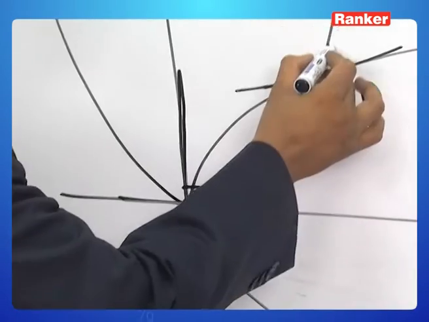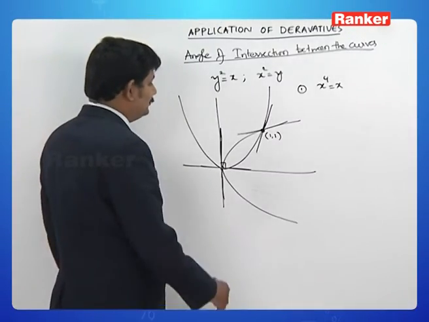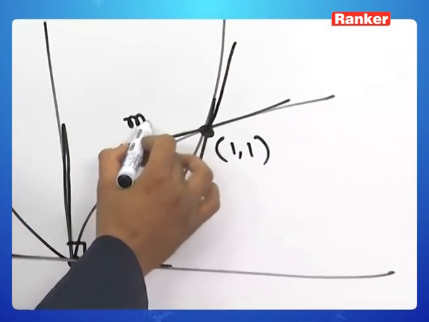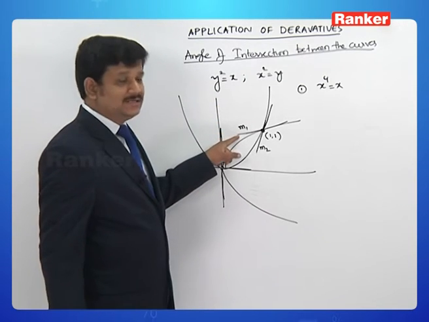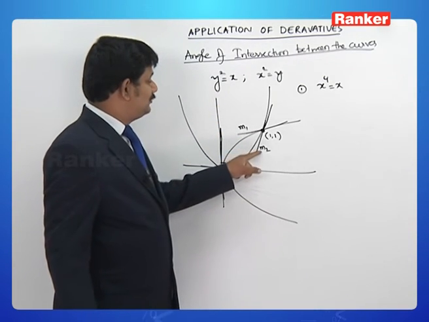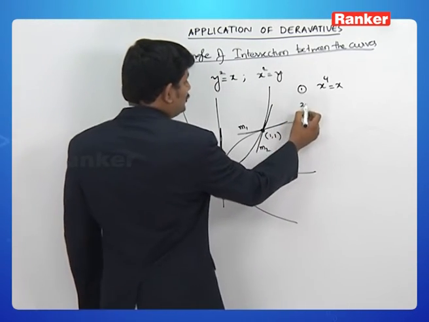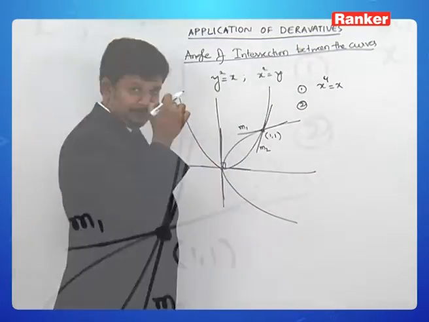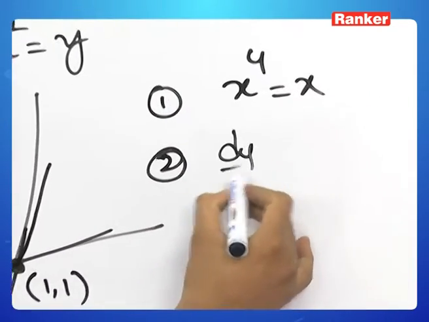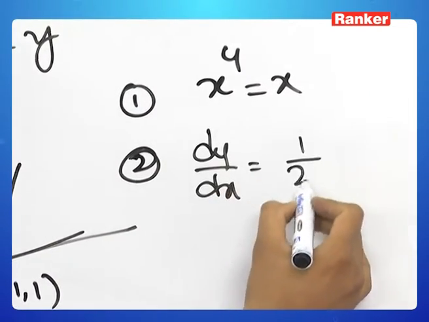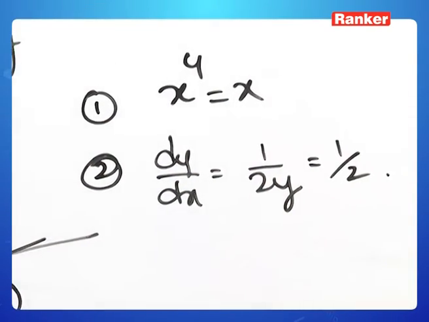Now, let us find the angle of intersection at the point 1 comma 1. For that we have to find the slope of tangents to both the curves. Let us say for y square is equal to x, the slope of the tangent is m1, and for x square is equal to y, the slope of the tangent is m2 at the point 1 comma 1. m1 is what? Differentiate the curve. 2y dy by dx is equal to 1, or dy by dx is 1 by 2y. At the point 1 comma 1 it is half. So, m1 is equal to 1 by 2.